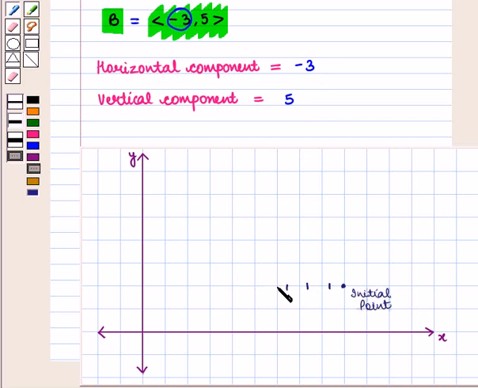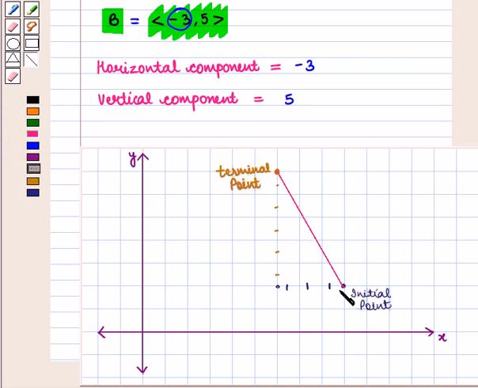And we reach this point, and the vertical component is 5. So from this point we move 5 units up because the vertical component is positive. 1, 2, 3, 4, 5, and we reach this point, which is the terminal point. As we have moved in the upward direction, here we mark the direction arrow. Now this is vector B, which is given by the ordered pair (-3, 5).